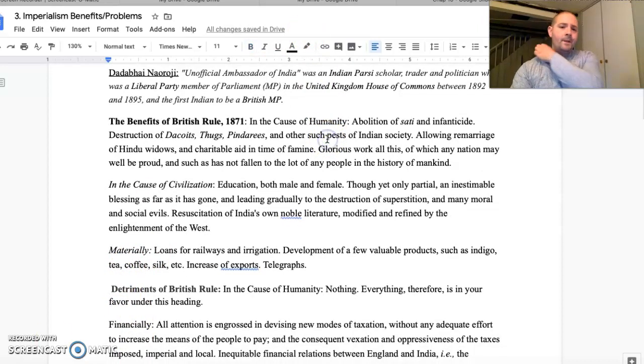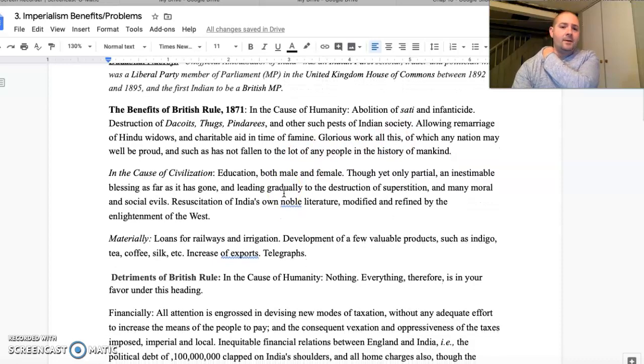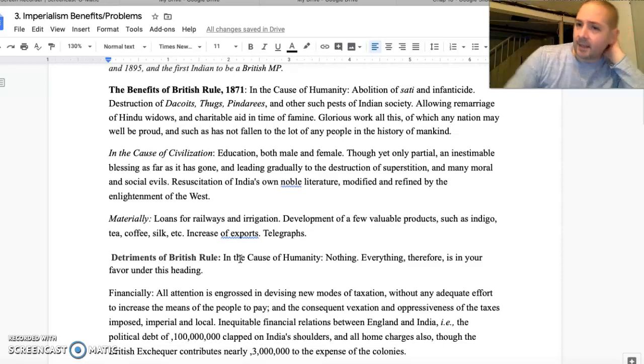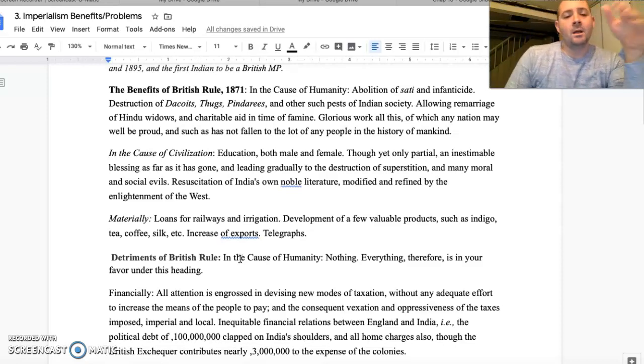So it says the benefits of British rule, and it talks about sort of the good things that Britain brought in, right? Gets rid of sati, brings in education, brings in that development that I had mentioned in the previous video. So there are certainly good things, and he mentions that. Again, I've edited this down pretty significantly.